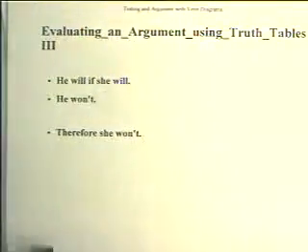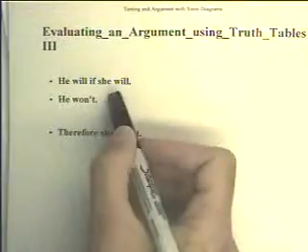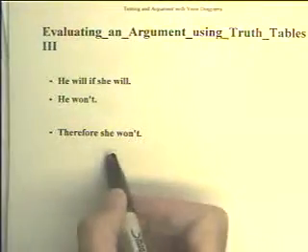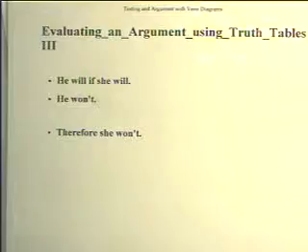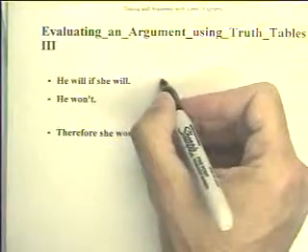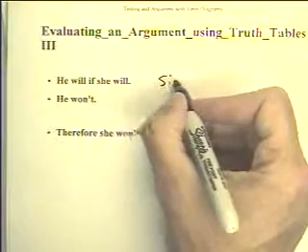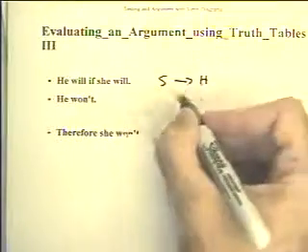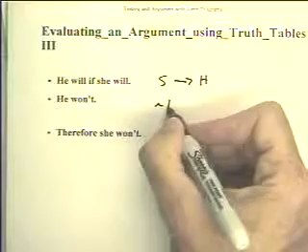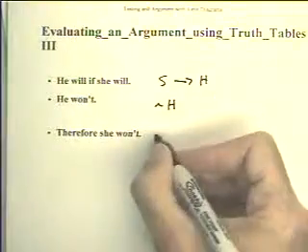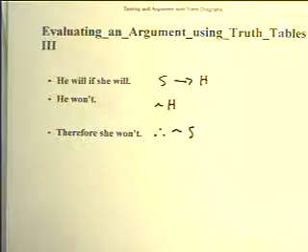Here's another argument. He will if she will, he won't, therefore she won't. Now what's the logic of this argument? The logic is, if she will, then he will. He won't, therefore she won't.